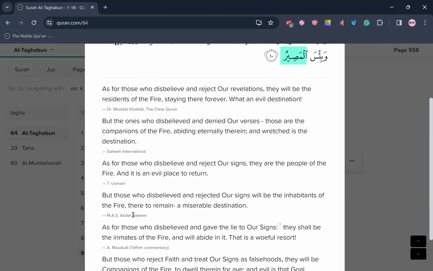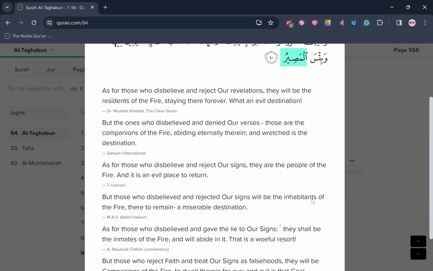Then we have Abdul Halim: but those who disbelieved and rejected our signs will be the inhabitants of the fire. Oh, so you see Abdul Halim didn't translate the they again. So he just continued, made it khabar. I told you there are two ways of looking at it. You can either say this is mubtada number 2, so you see Mustafa Khattab did that. But Abdul Halim just said they will be, so he just went into the khabar. Will be the inhabitants of the fire.